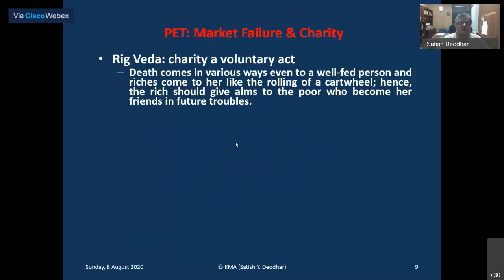In Rigveda, charity, which is a voluntary act, is described this way: death comes in various ways, even to a well-fed person, and riches come to her like the rolling of a cartwheel. Hence, the rich should give alms to the poor, who become her friends in future troubles. So it was a very mature idea of charity, or market failure in some sense; that innate idea was very much there starting from Rigveda.